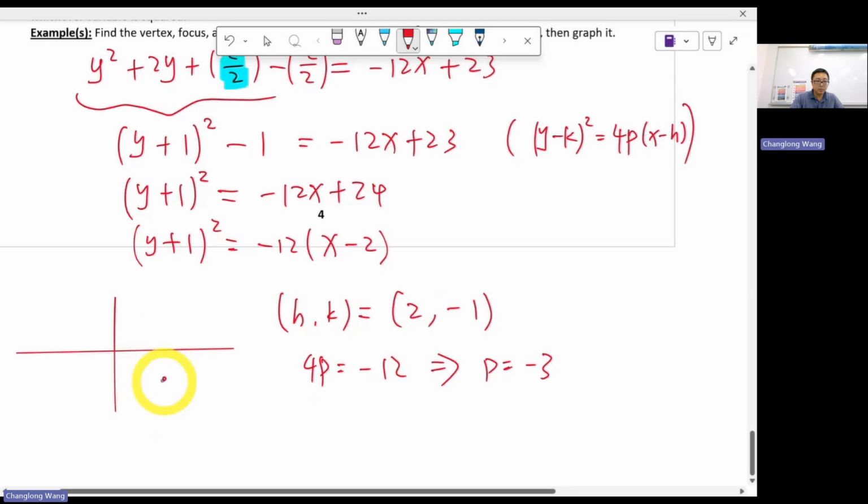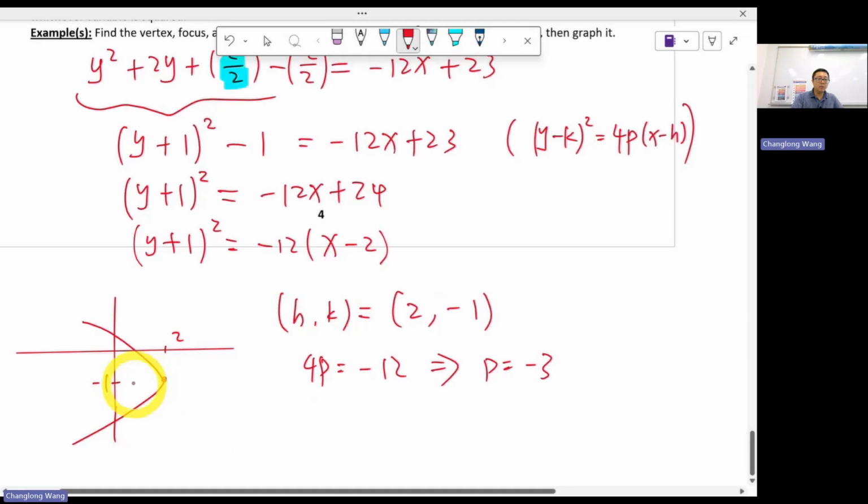So let's find out where the (2, -1) is. It'll be something like this. That's the vertex, (2, -1). It opens to the left, right? Let's just draw something like this. It doesn't have to be accurate when it comes to how big it opens, but you definitely want to see a parabola that opens to the left. Again, it's not accurate when it comes to the size of the opening.